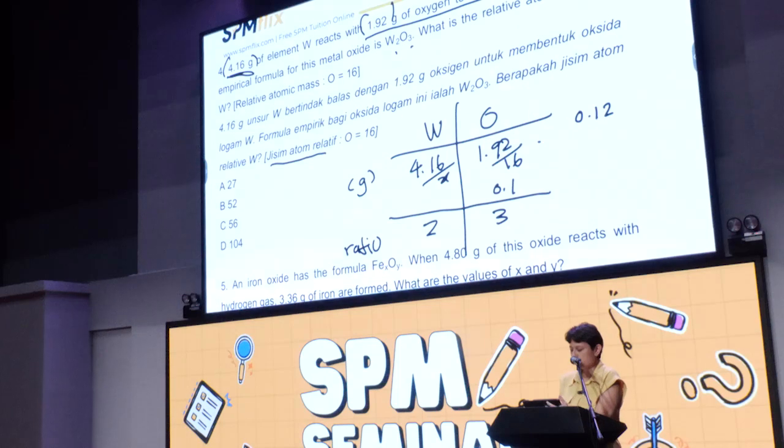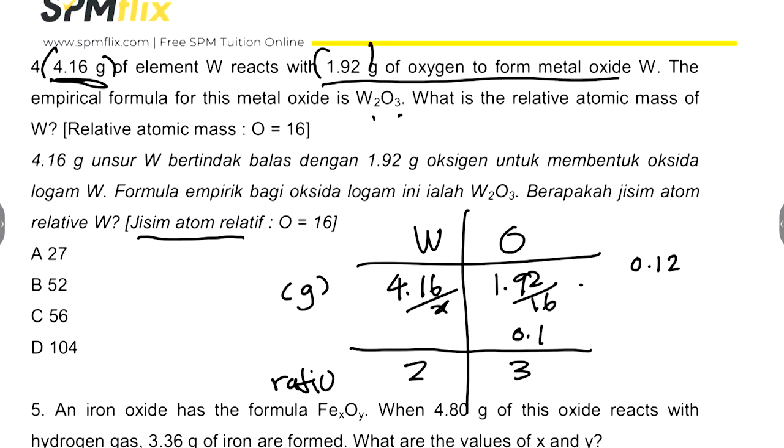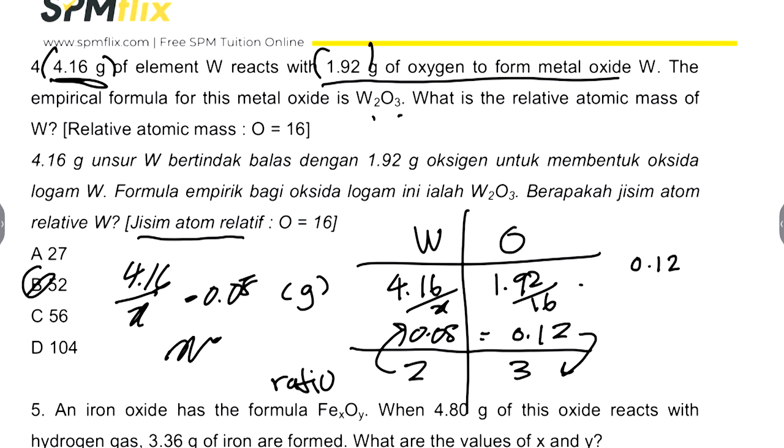Okay, if this is 0.12 and the ratio is 3, how do you get it here? How do you count? Yeah, very good. Cross multiplication. So you will get the answer here is 0.08. So 4.16 over x is 0.08. So your x equals 52.